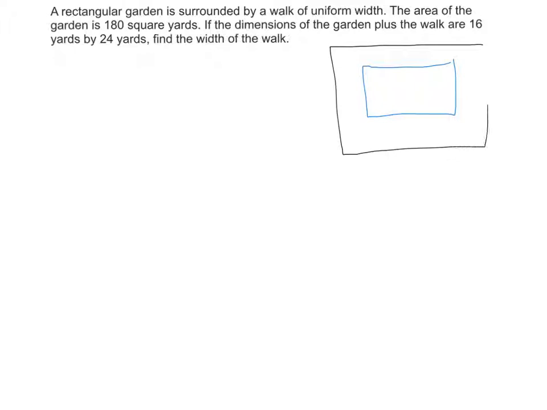They're going to give us a different set of information in this case. They're not going to tell us the width of the walk, so we'll just call that x, x, x, and x. And they're going to tell us that the dimensions of the garden plus the walk are 16 yards by 24 yards, and that the area of the garden is 180 square yards. So the entire dimensions of this guy are 24 yards this way, and 16 yards this way.